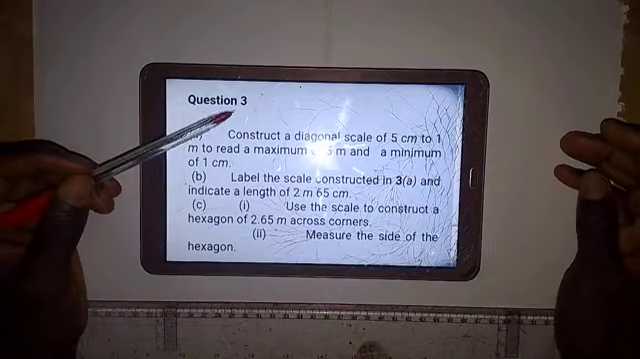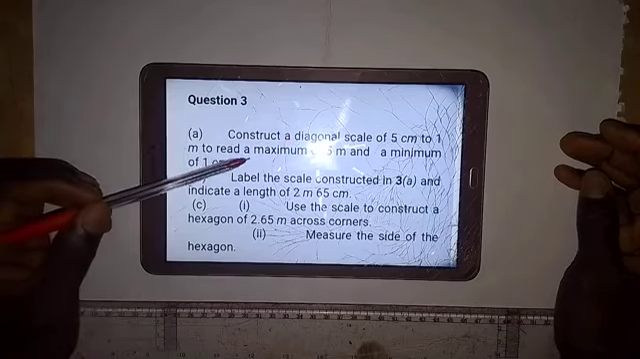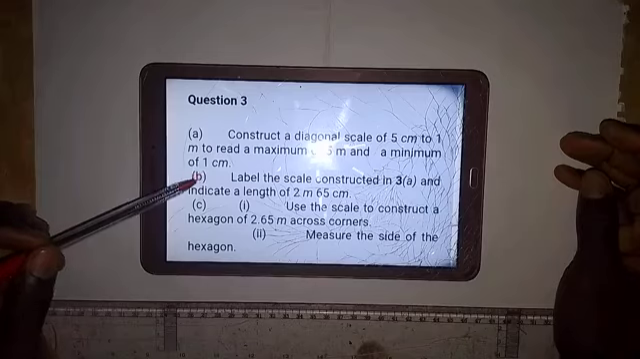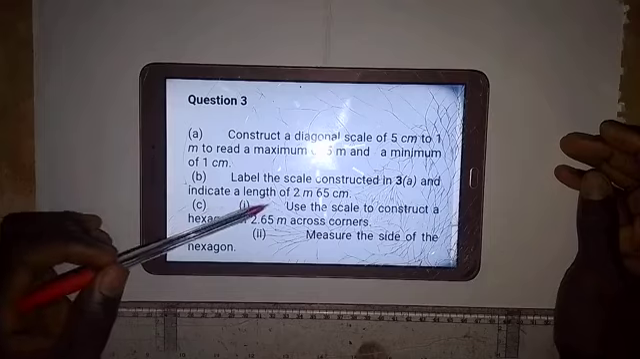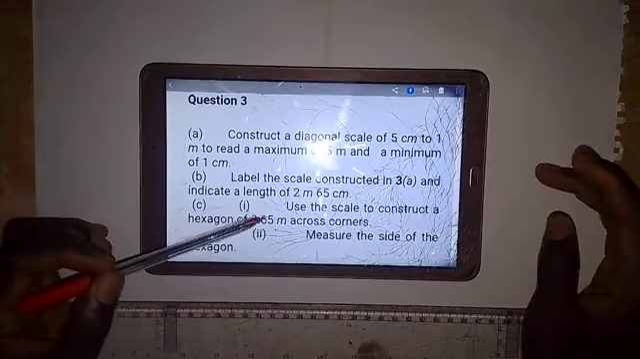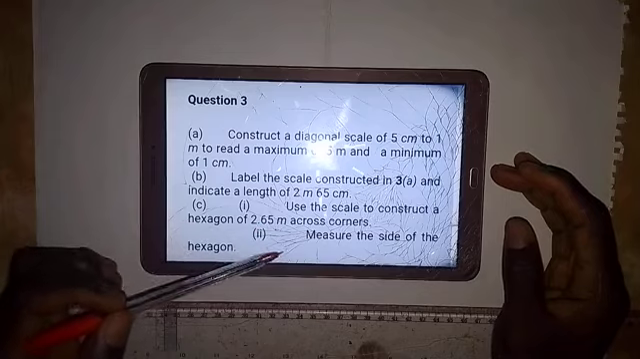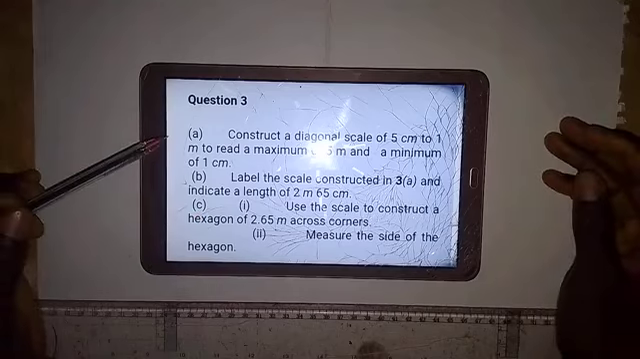So question A says: construct a diagonal scale of 5 centimeters to 1 meter to read a maximum of 5 meters and a minimum of 1 centimeter. Question B says: label the scale constructed in A and indicate a length of 2 meters 65 centimeters. And question C, Roman figure 1, says: use the scale to construct a hexagon of 2.65 meters across corners. Roman figure 2 of question C says: measure the side of the hexagon. So these are the questions that we are going to be working on.